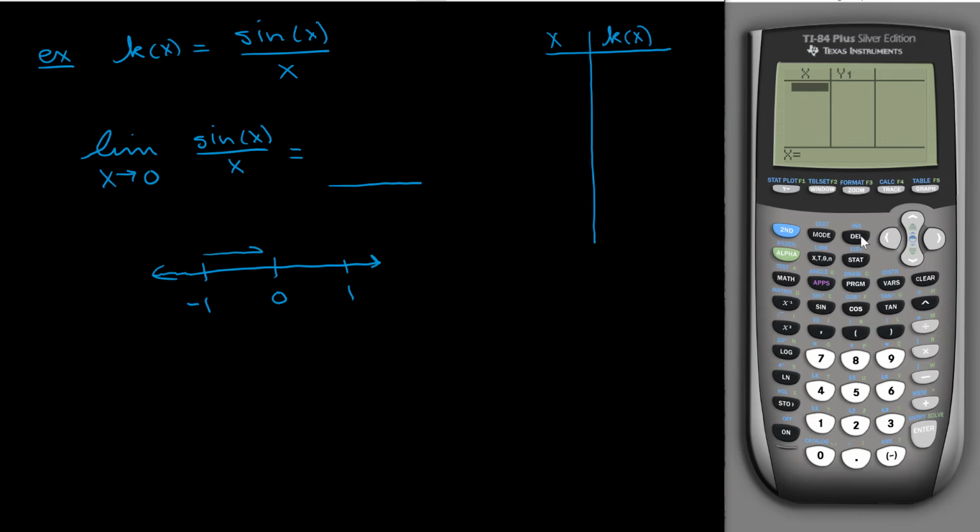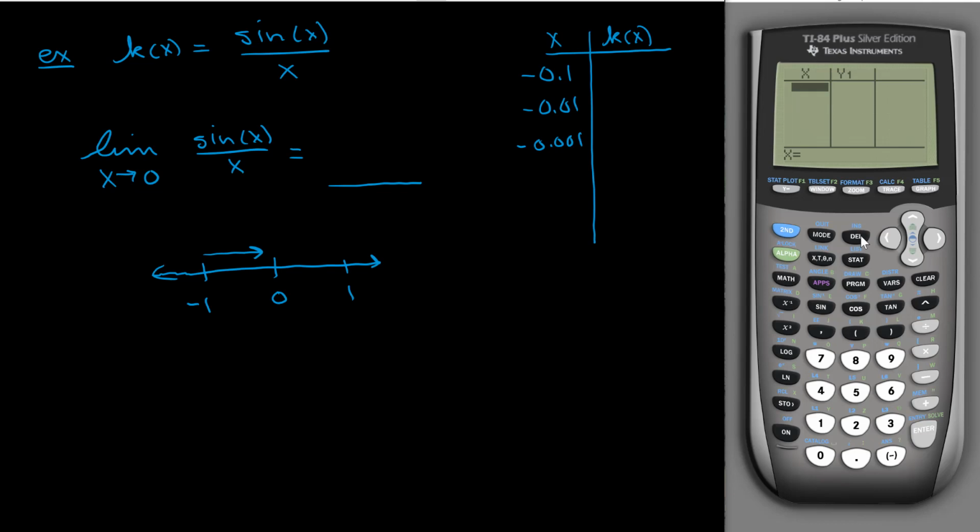From the left-hand side, I want values that are negative but are getting closer to 0. Values that are negative but getting closer to 0 are things like -0.1, -0.01, -0.001. Notice this time I'm using a few more numbers.